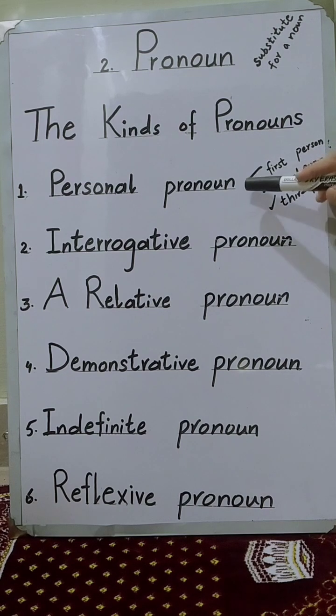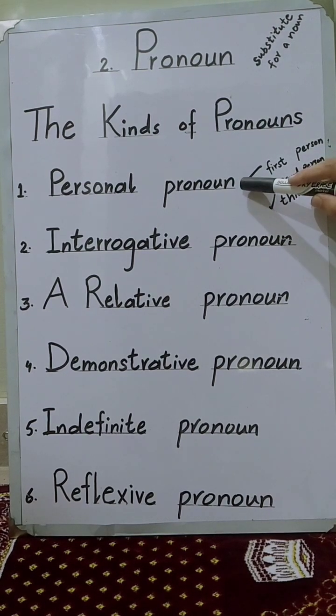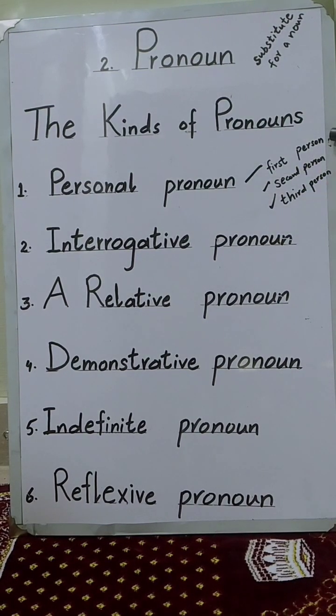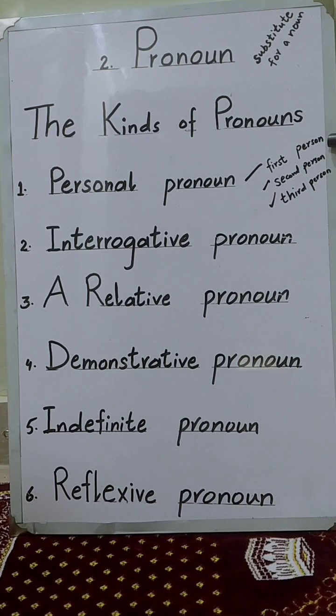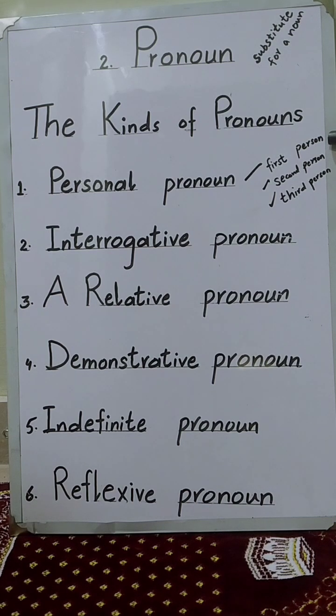Now we will discuss the personal pronouns. Personal pronouns indicate the first person, second person, and the third person. Who is the first person? The speaker, right? For example, I, me, mine, my, myself, we, us, our, ours, ourselves.